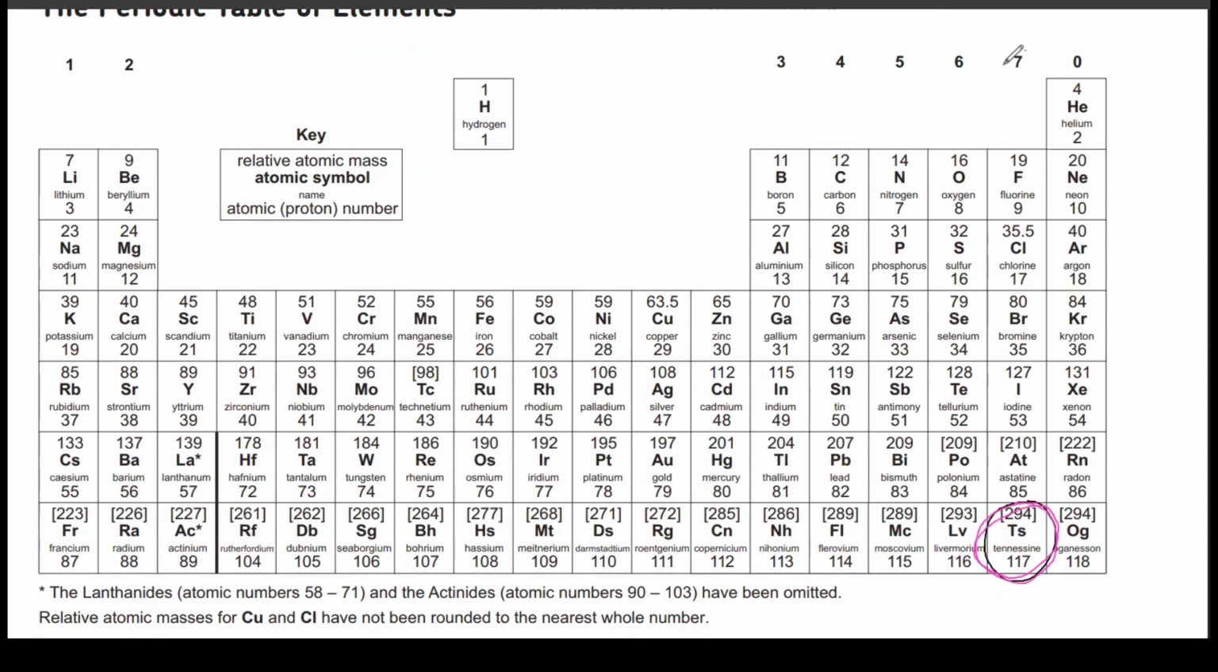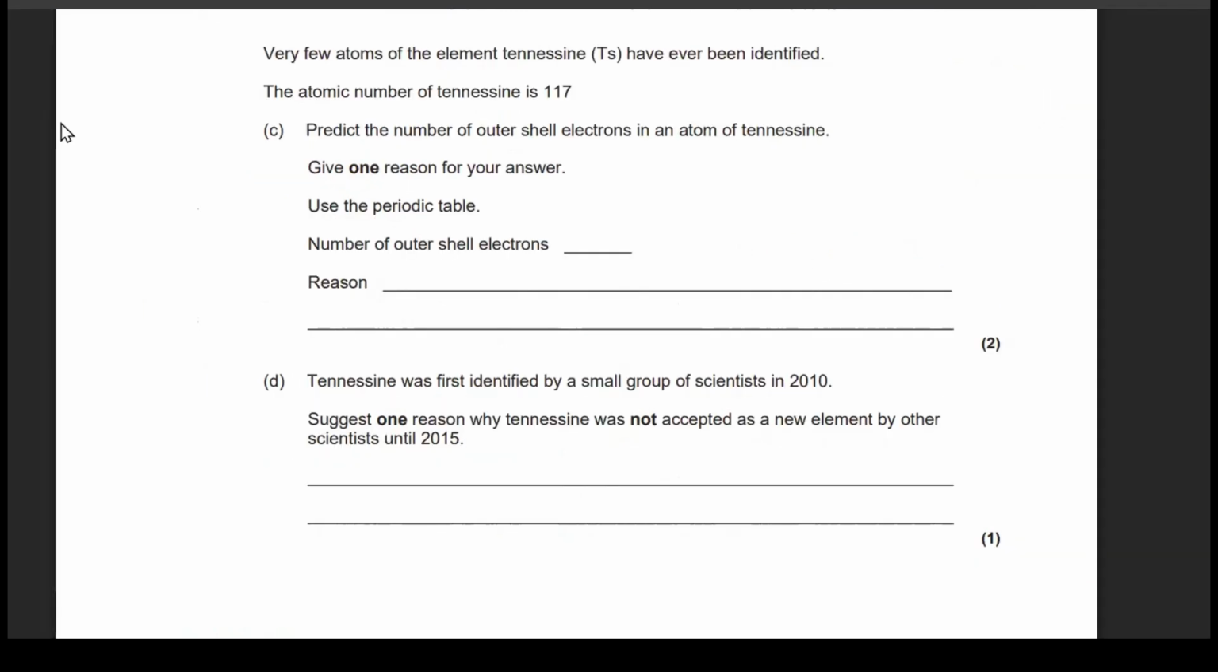What group is tennessine in? It's in group 7. What does that tell us about the atom? Well, it tells us how many electrons are found in its outer shell. So let's go back over here and put our answer in. So number of outer shell electrons is 7, and the reason is it is in group 7. And there you go, 2 wonderful marks. They're just testing you on your ability to use the periodic table. Let's look at the next one.